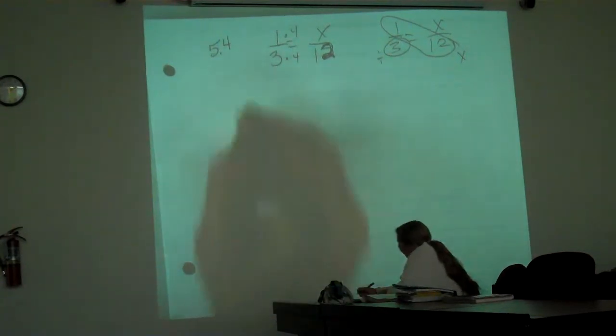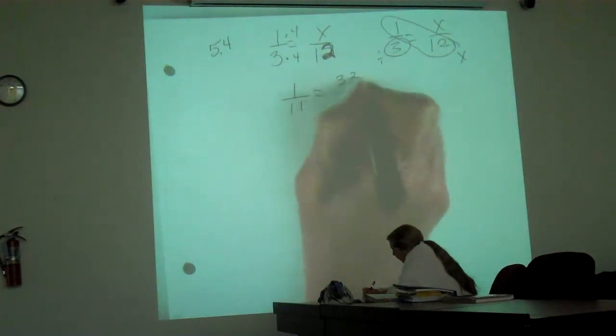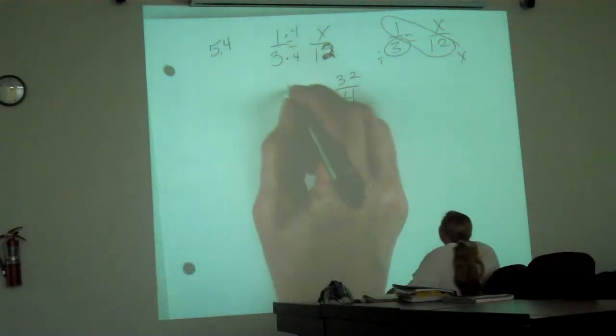Look at number 5. x over 11 equals 32 over 4. Tell me how you're going to do that one. It's supposed to be x. Yes, x.